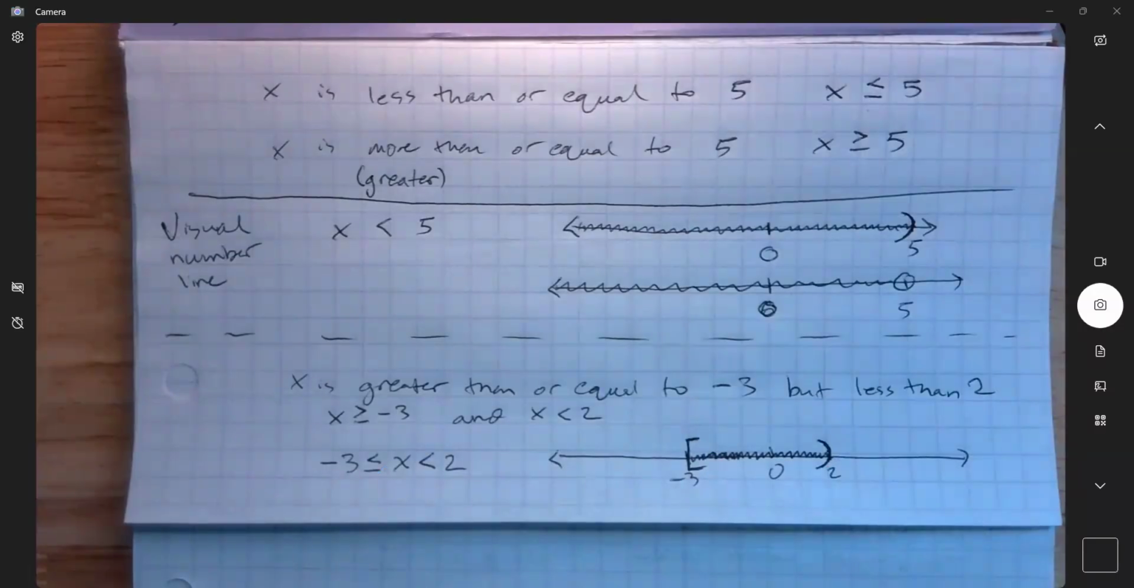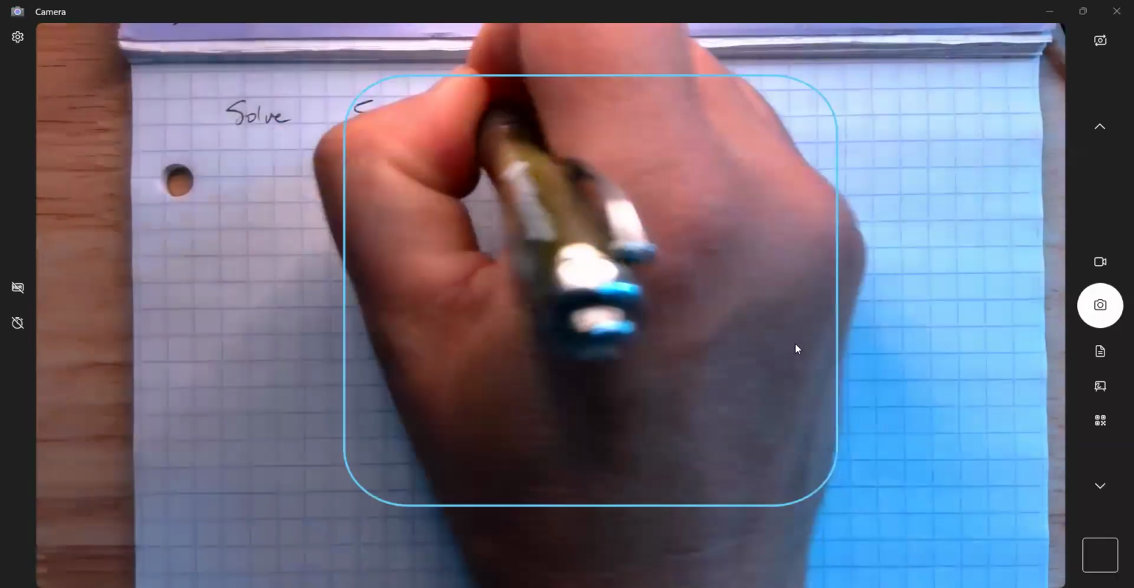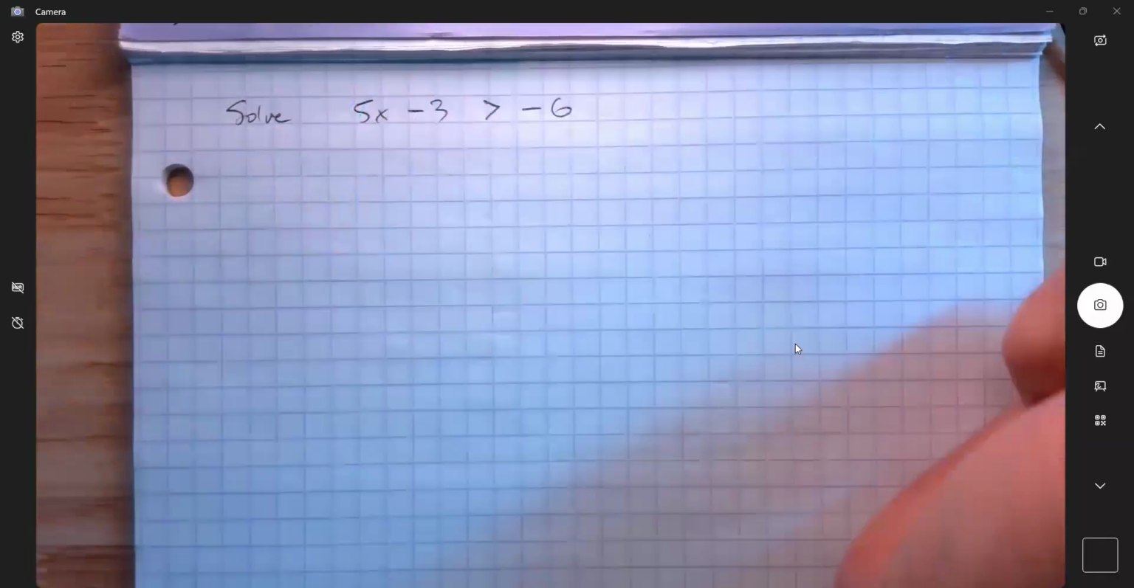All right, so that's a basic how you write inequalities using symbols and using number lines. And now let's look at solving some inequalities. Let's solve 5x minus 3 is greater than -6.